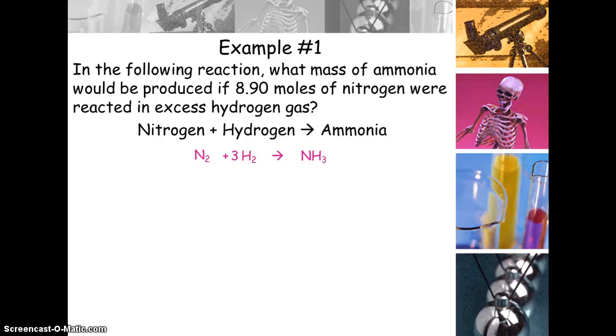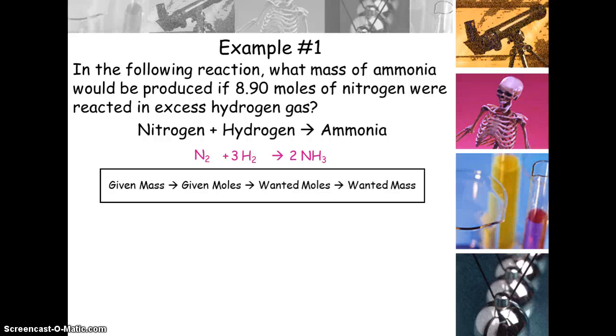So we're going to have 3 hydrogens, 2 ammonias, and 1 nitrogen. Now make sure you're writing down this formula. This is what you're going to need to know to go from mass to mass. We start off with given mass, convert to given moles. Those are the moles that we know. Convert to wanted moles, and then convert to wanted mass.